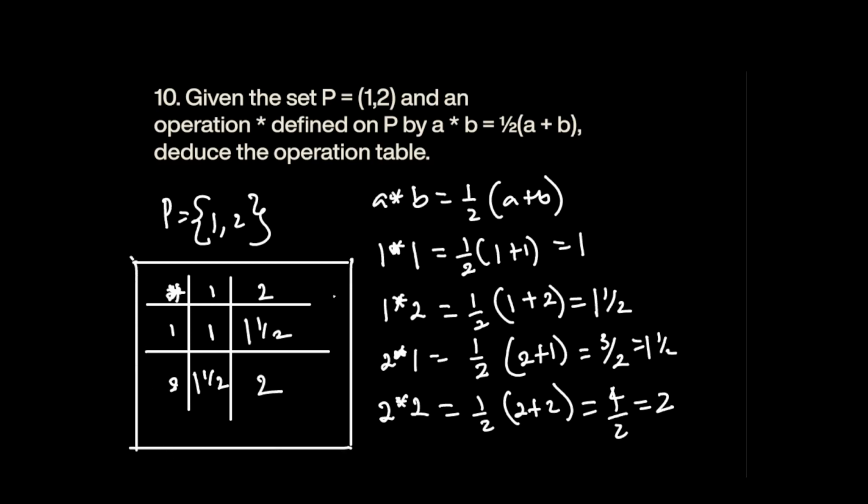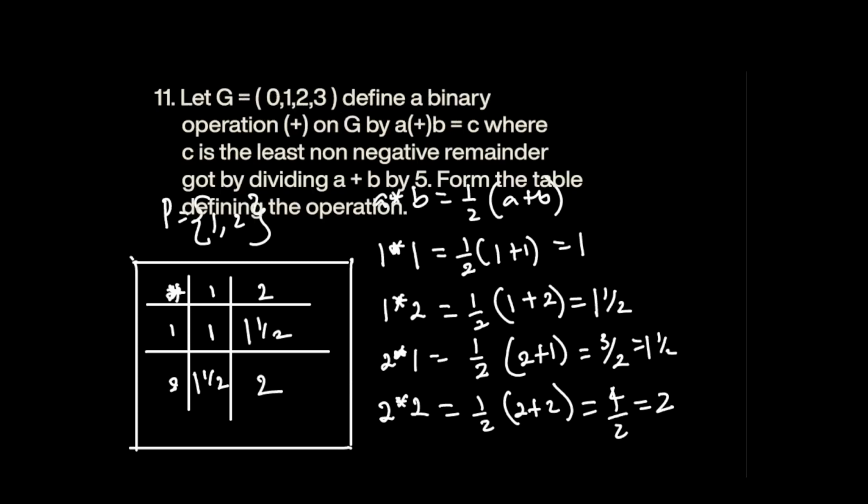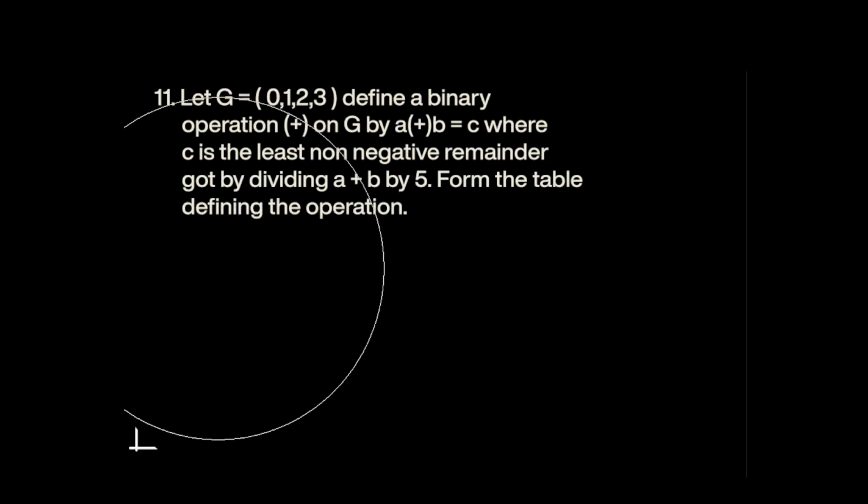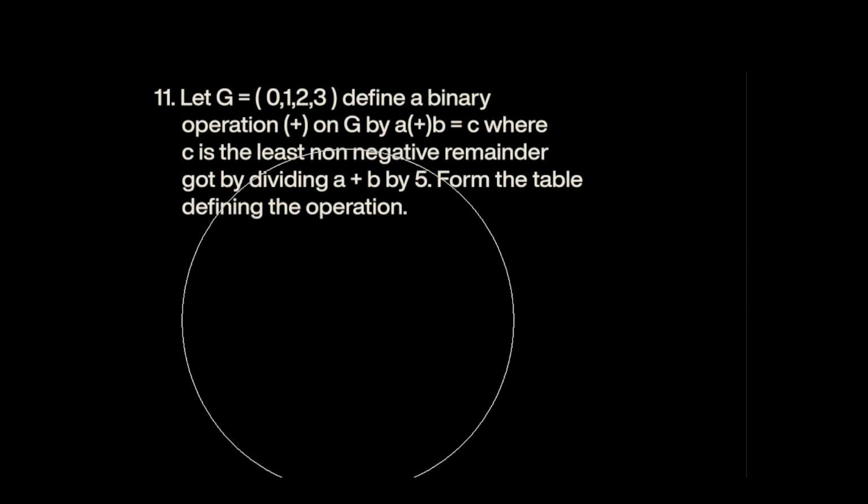So that's just it. All right, so let's take a look at another question still on this. Okay, so let me just clean this off. So the question here says, let G equal {0, 1, 2, 3}. Define on G a binary operation plus by A plus B equals C, where C is the least non-negative remainder got by dividing A plus B by 5. From the table defining the operation.